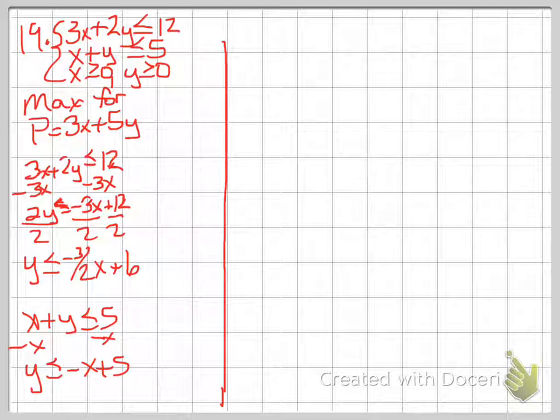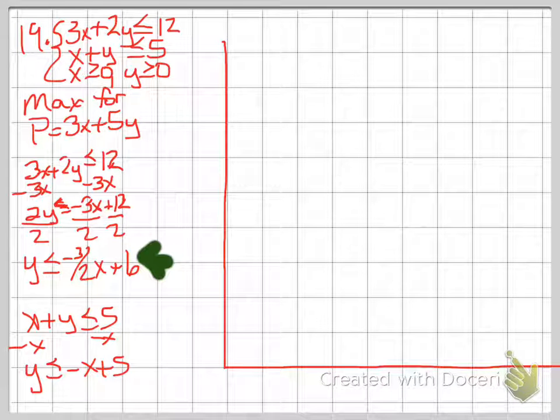I don't want to go that far. Okay. There we go. Now, let's get these drawn out. First of all, we'll use green. Okay, so for this equation, we have y is less than or equal to negative 3/2 x plus 6.